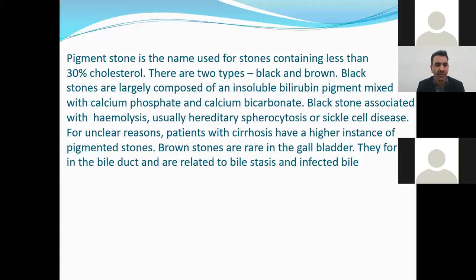Brown stones, the second type of pigmented stone, are rare in the gallbladder. They are formed in the bile duct and are related to bile stasis and infected bile.